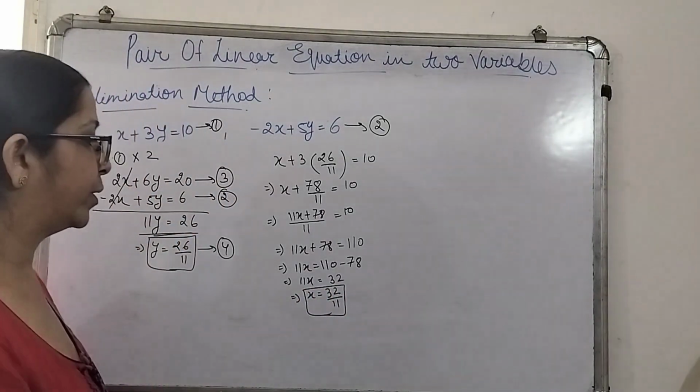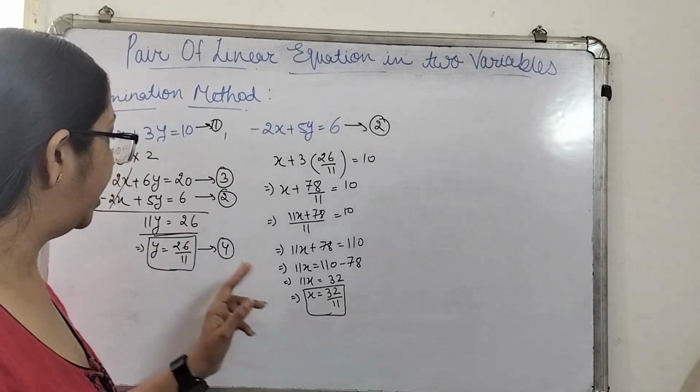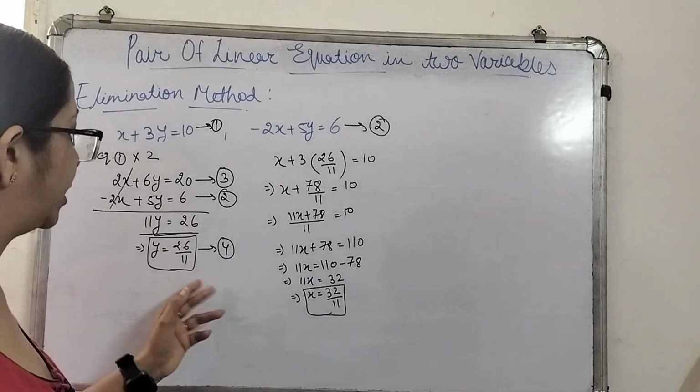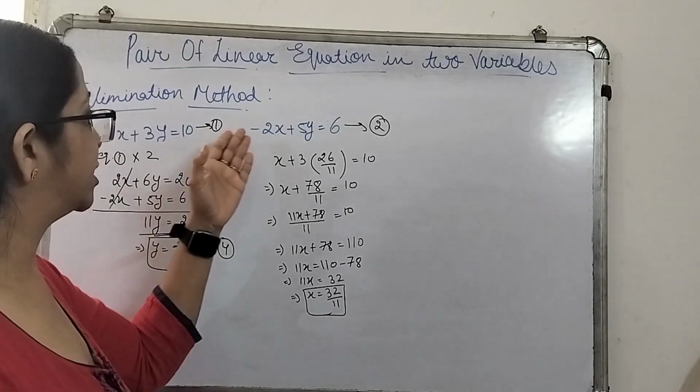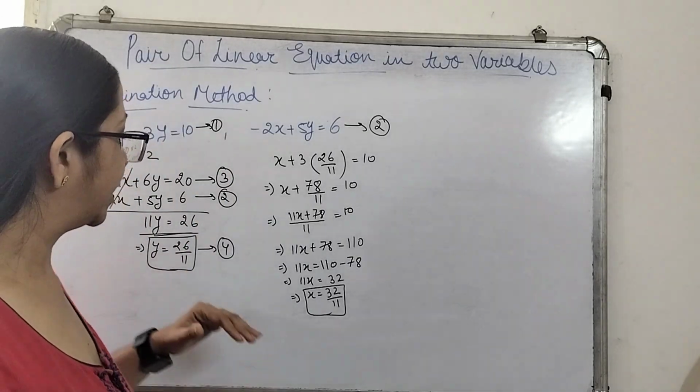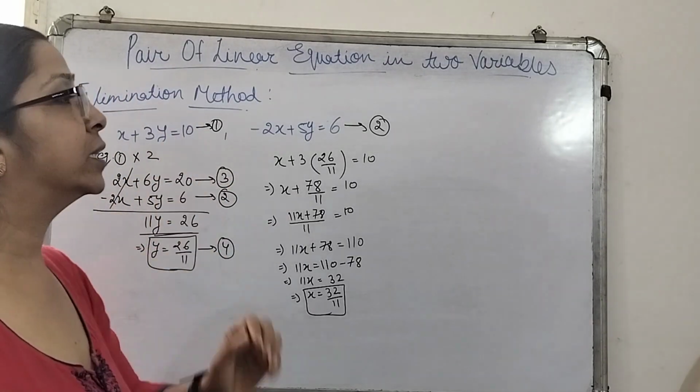So for x equivalent to 32 by 11 and y equivalent to 26 by 11, both the equations will be satisfied. The LHS part of both the equations will become equivalent to RHS. That means this is the solution for these two equations.